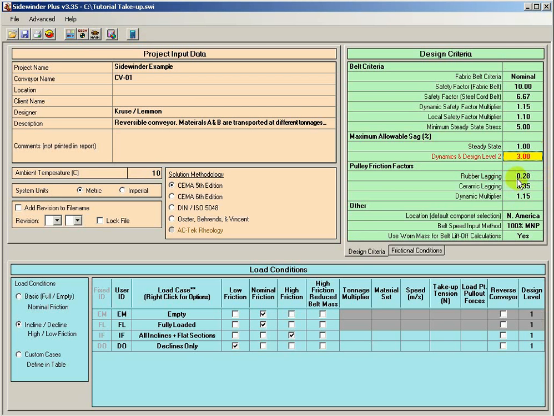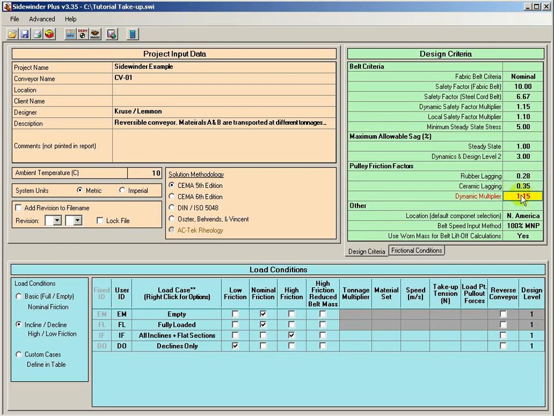Again, if you're not familiar with tension ratios, you might want to refer to the SEMA or DIN standards and review that. But essentially the tension ratio T1 divided by T2 is equal to e to the theta f, where theta is our wrap angle and f is our friction factor. For rubber lagging, the default is 0.28. For ceramic lagging, it's 0.35.